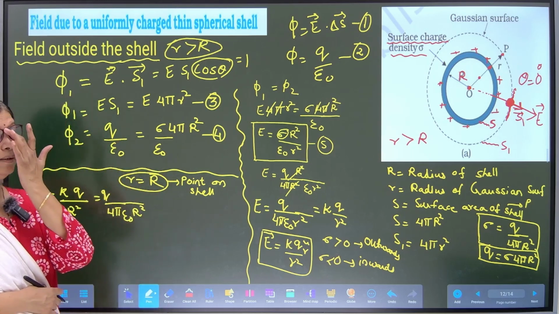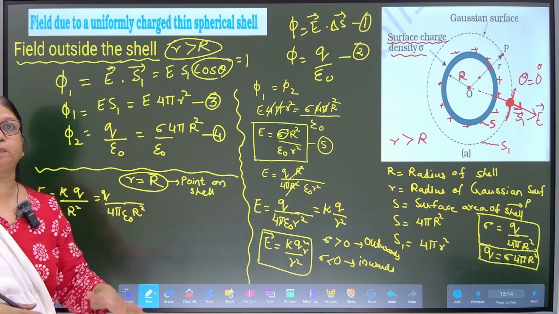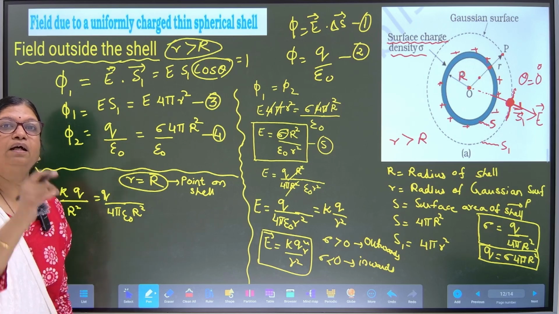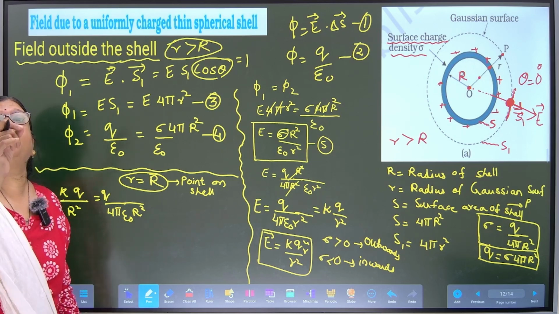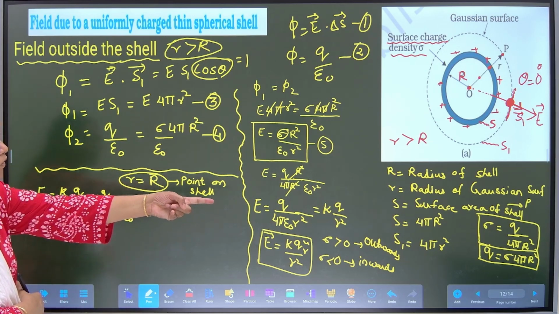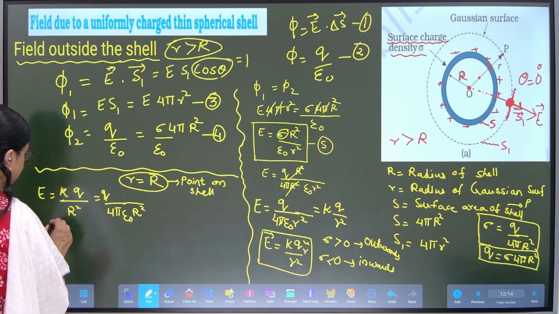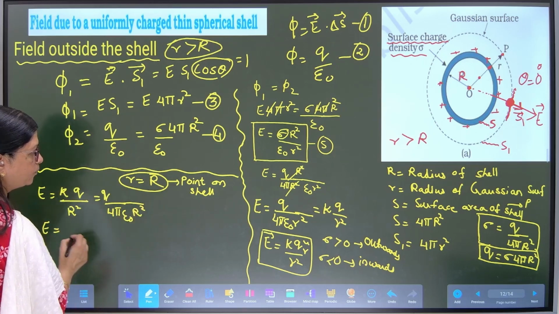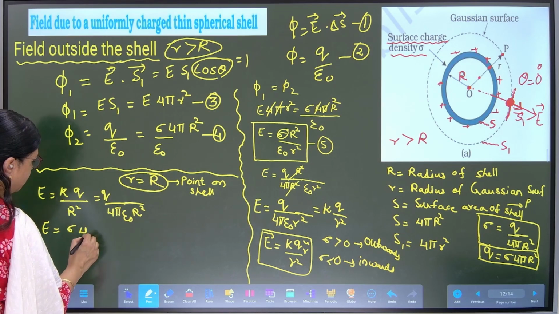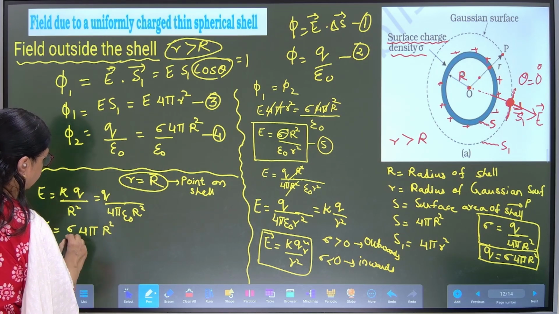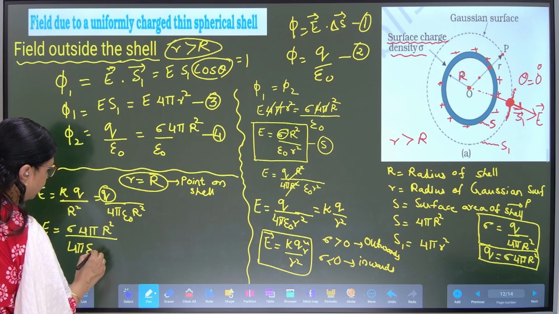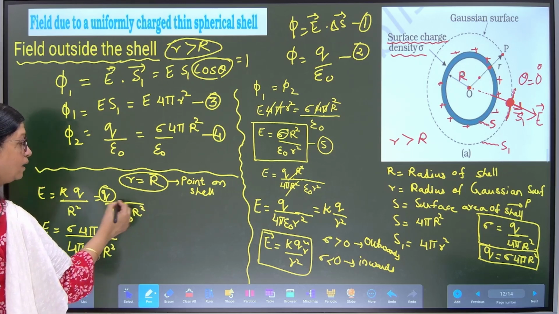Now there is one more type of mathematical expression which can be derived from here, for the electric field for a point on the surface of the shell. Let us again put Q is equal to sigma 4 pi r square from that equation. So what we will get? E is equal to, what is our Q there? Sigma 4 pi R square, over 4 pi epsilon naught R square. I am rewriting the denominator.